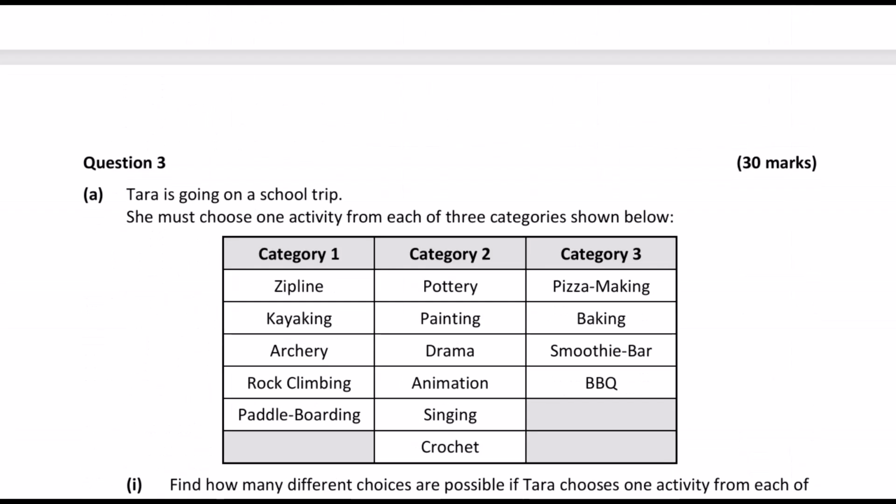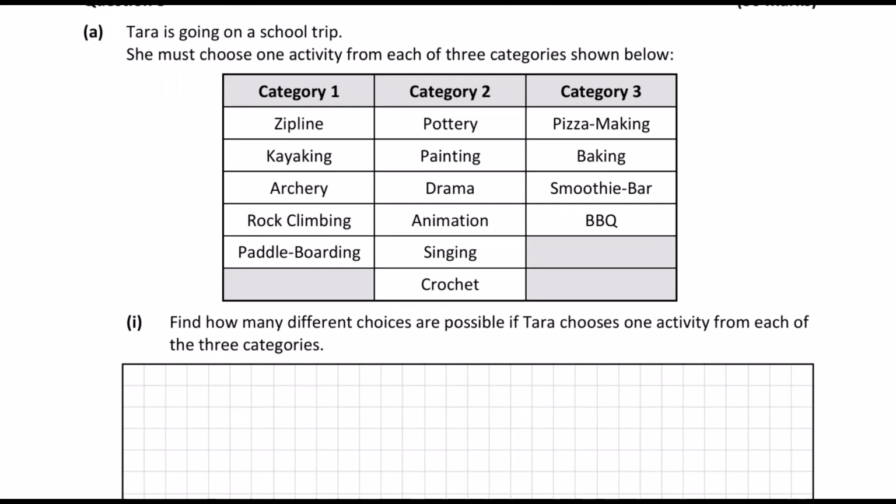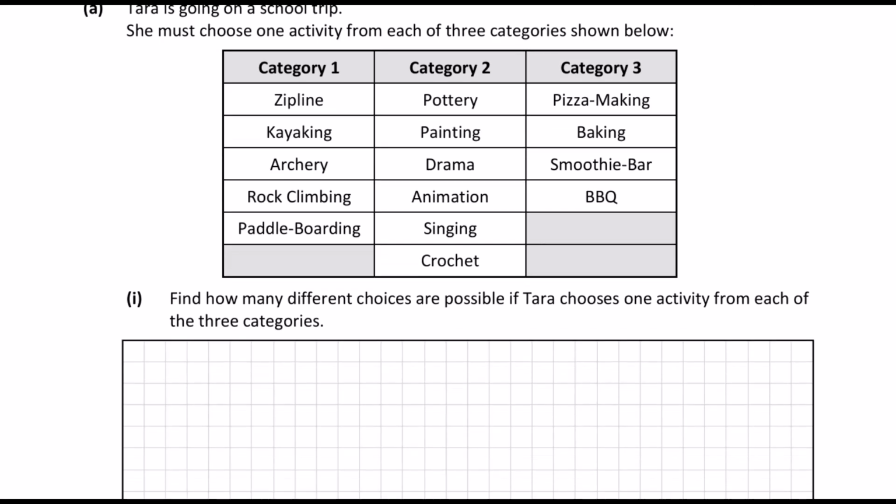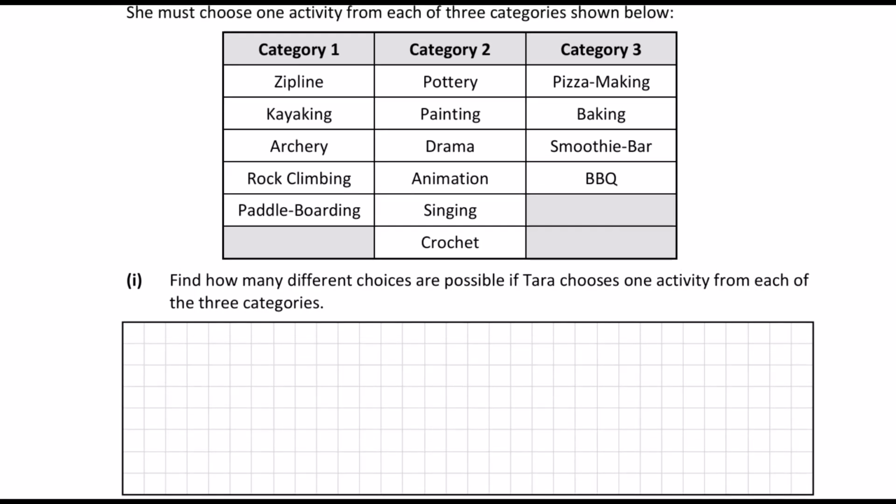Okay, question 3. Tara is going on a school trip. She must choose one activity from each of the following categories. So you have 3 categories there. Find how many different choices are possible if Tara chooses one activity from each of the 3 categories. Okay, so this is basically the fundamental principle of counting.